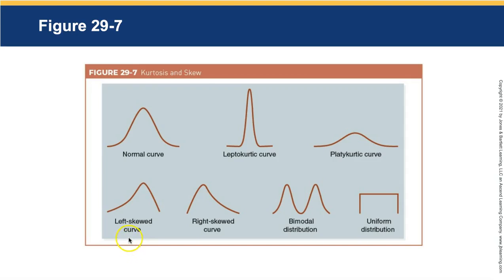When we talk about skew, we talk about which direction our data has skewed off to, right? So this would be a left skewed curve, and this would be a right skewed curve. You can also have a bimodal distribution where you have two modes, and then there's also something called a uniform distribution.